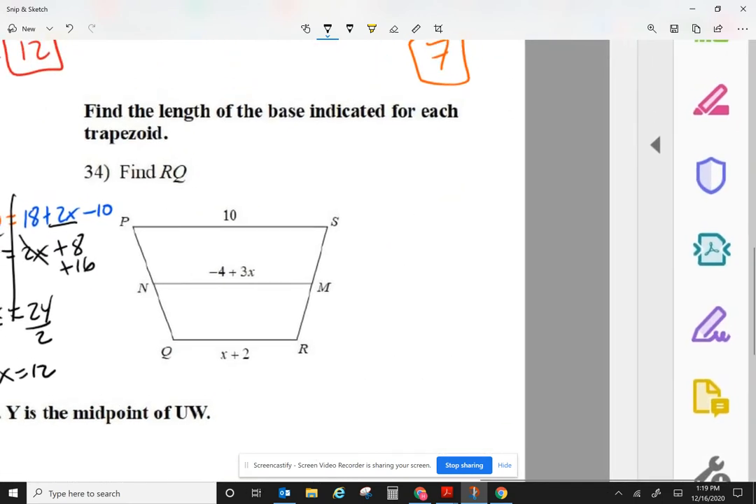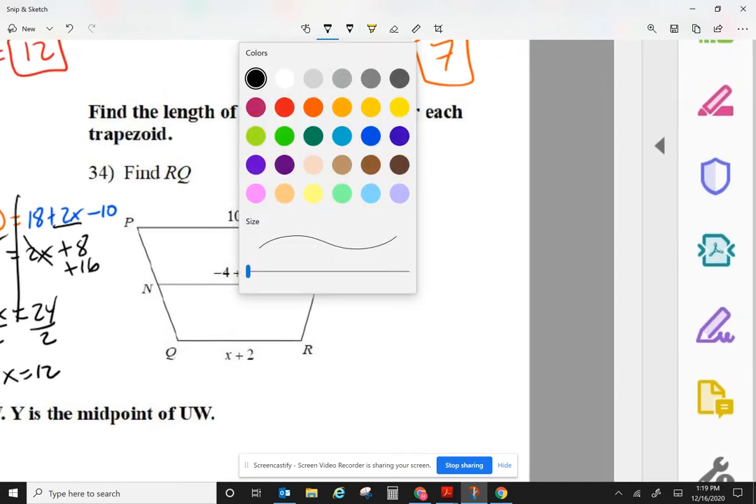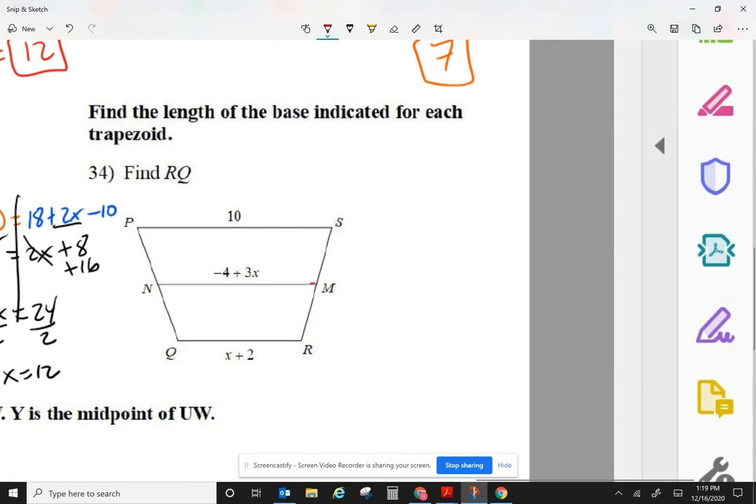Let's take a look at number 34. The median. It's right there. The median is negative 4 plus 3x. I'm going to multiply that by 2 equals the bases. One of them is 10. The other one is x plus 2. I'm just going to go 10 plus x plus 2.